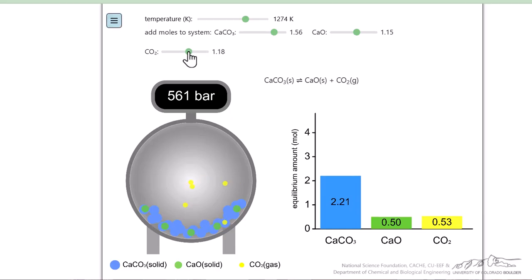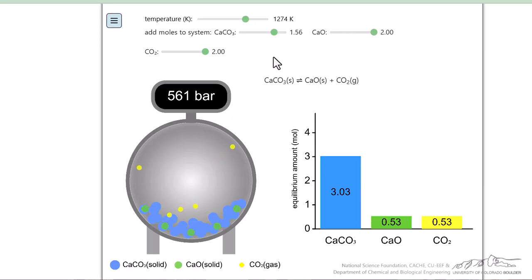If I add more CO2, notice I don't change the pressure, but the amount of calcium oxide decreases, until I get to the point where if I add more CO2, it just goes into the gas phase. We're above, if you like, the equilibrium pressure. We can't decrease it because we have no calcium oxide to react with the CO2. If I add some calcium oxide, then the pressure will come down to the equilibrium pressure. We'll get back to all three phases present.